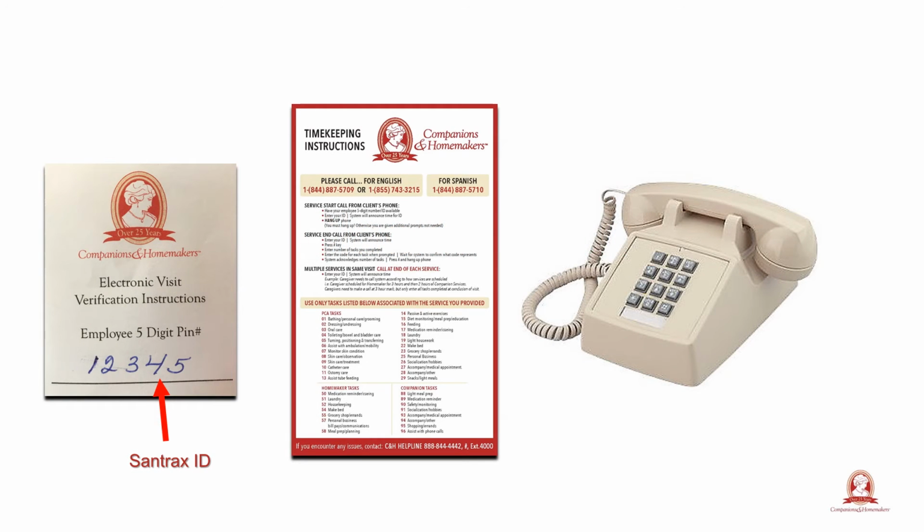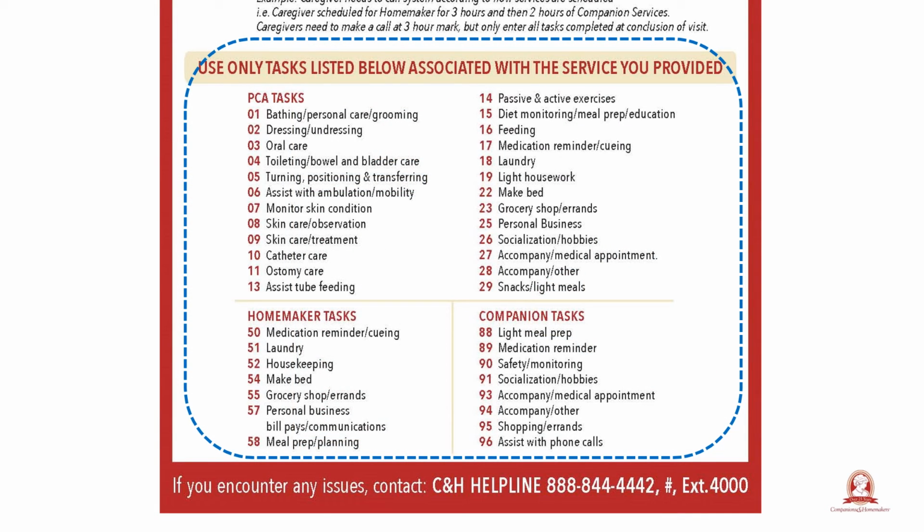Before you begin the clock out call, you'll need the same items you used to clock in. You'll need your 5-digit Santrax ID or personal identification number, the timekeeping instructions, and access to the client's home telephone. To assist you with entering your tasks, the bottom half of the timekeeping instructions magnet and the pocket information guide both provide you with the task ID numbers you'll be entering for this visit during your clock out call.